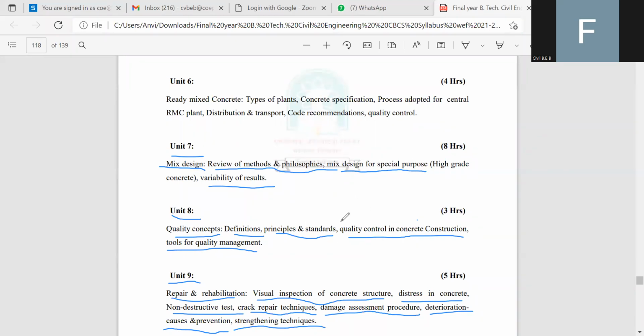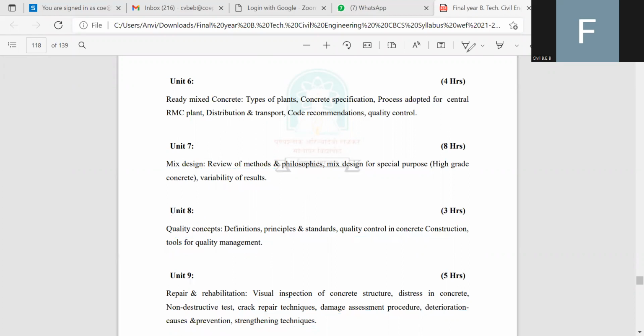Okay, so these are the 9 chapters, and it is totally theoretical. We have to know just the idea of how to make concrete and what the procedures are. Only the mix design problem we have to solve in unit number 7. So this is the syllabus of this Advanced Concrete Technology.